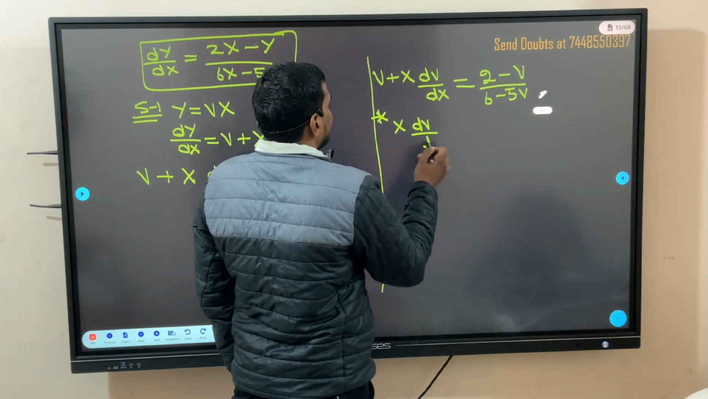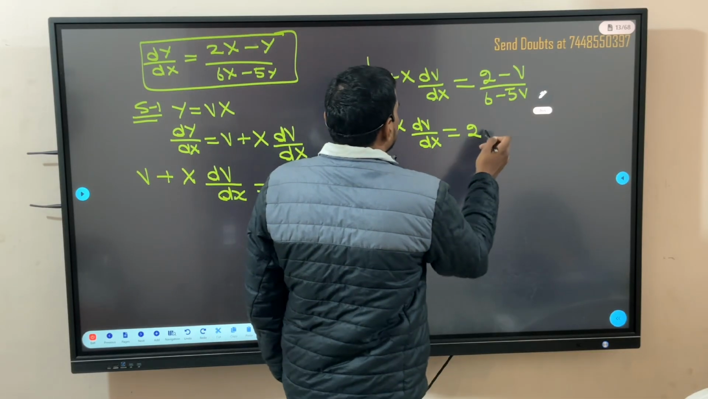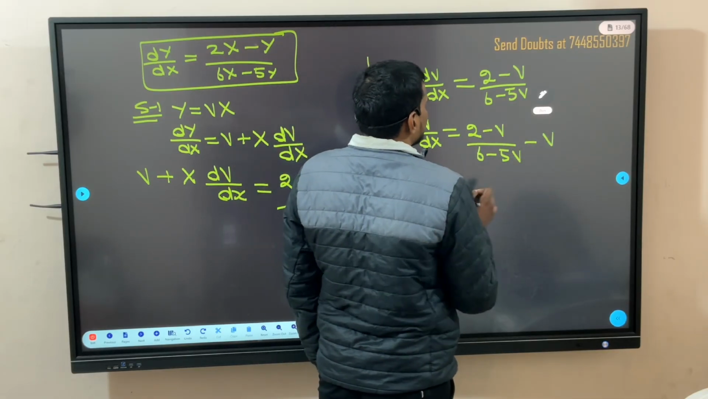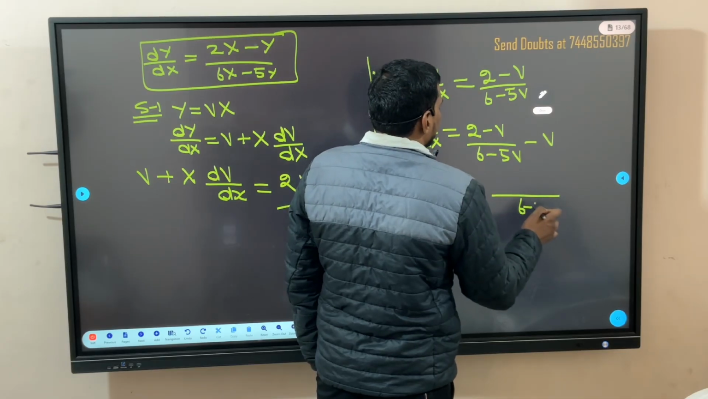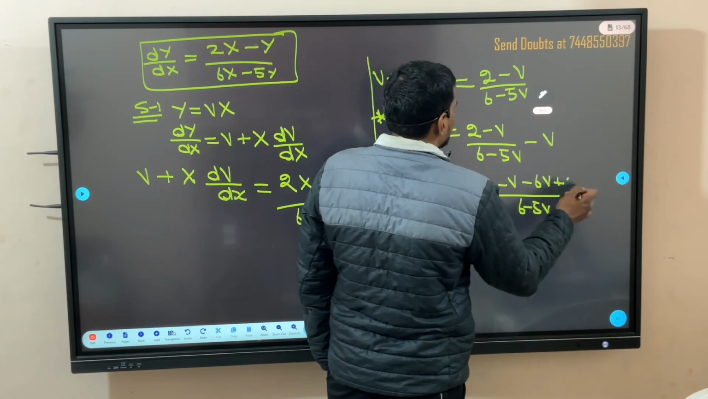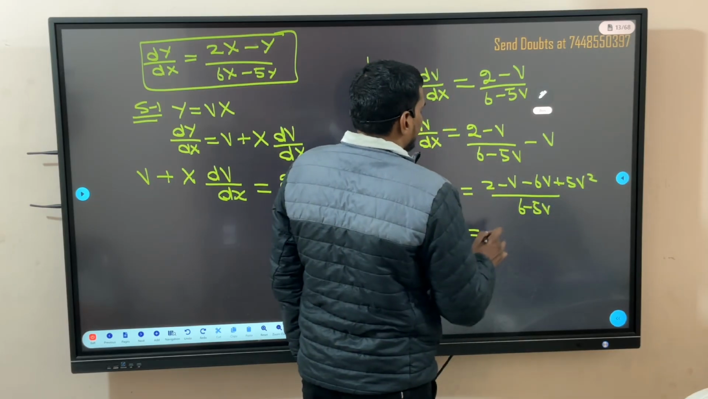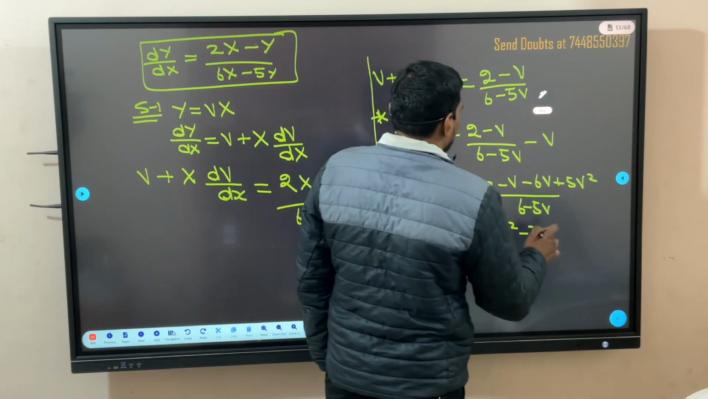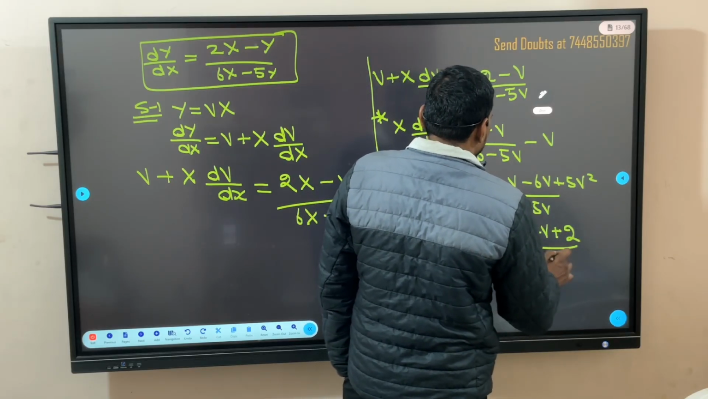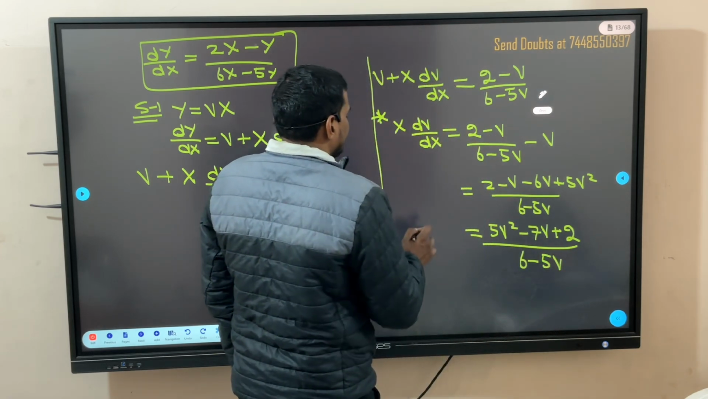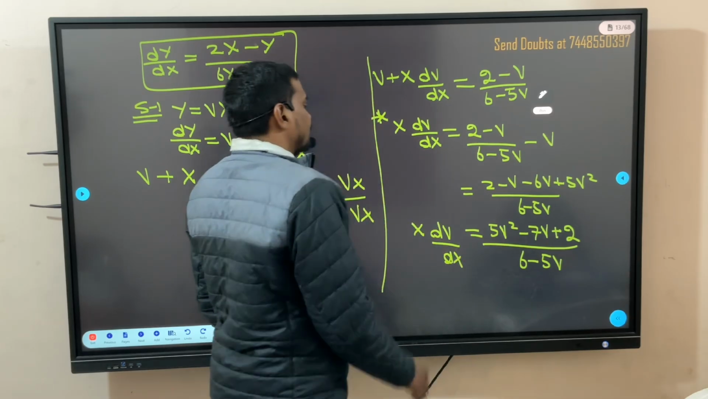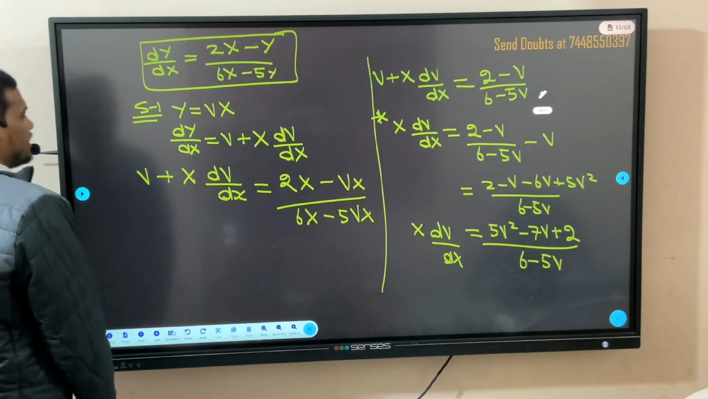x dv by dx. This is 2 minus v upon 6 minus 5v, minus v. So 6 minus 5v here. 2 minus v minus 6v plus 5v square. That is 5v square minus 7v plus 2 and 6 minus 5v. Here it is x dv by dx. Right? Now simplify. Variable separable.